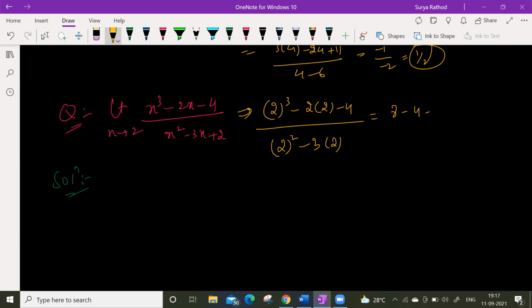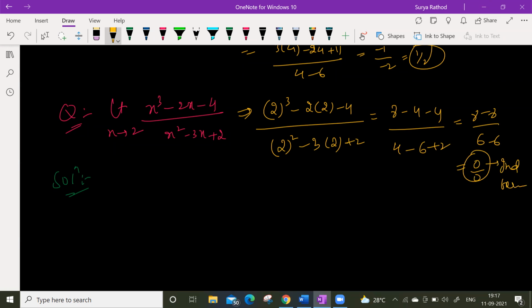Look, 8 minus 4 minus 4, so 4 minus 6, so here there is plus 2, right? Plus 2, okay. So 8 minus 8 divided by 6 minus 6, 0 by 0 came, right? How many people have done till here? After that, d by dx of numerator. We got 0 by 0 form here, right? If you get 0 by 0 form, then what do you have to do? L'Hospital rule.